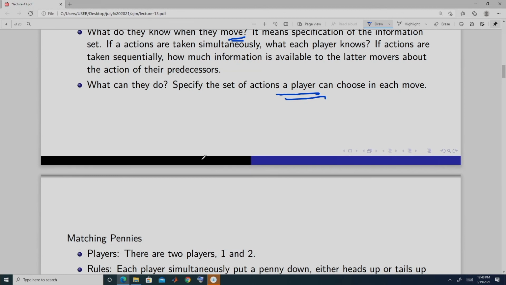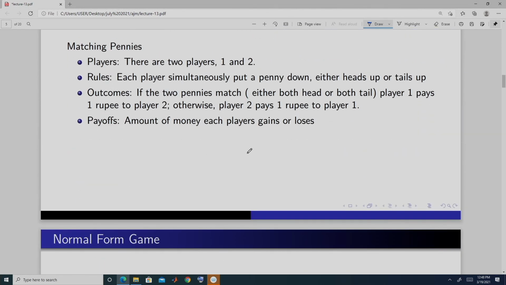Okay. Now, let us look at the games that we are generally going to study in this course. One is matching pennies. In matching pennies, what happens? There are two players, player 1 and player 2, and they simultaneously toss a coin, or they place a coin on a table.